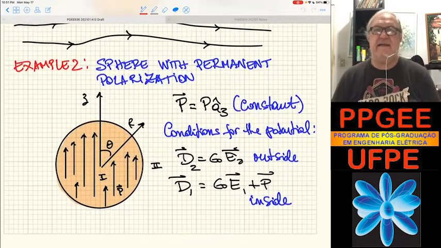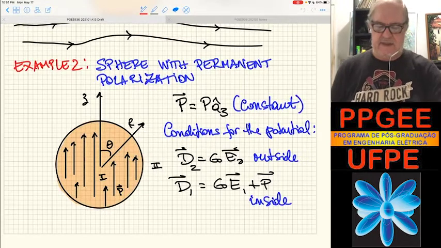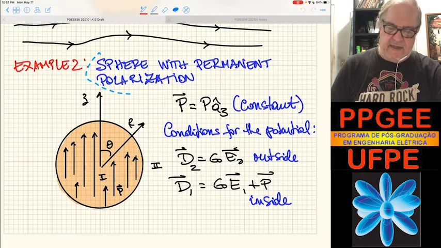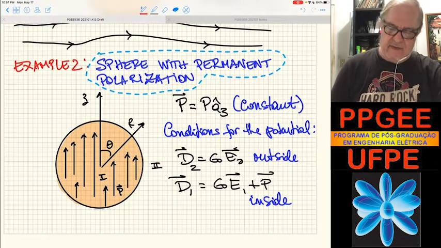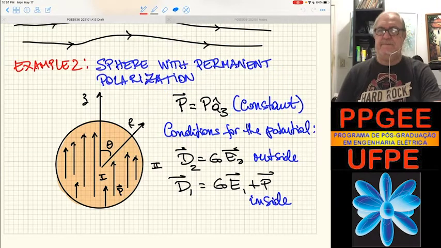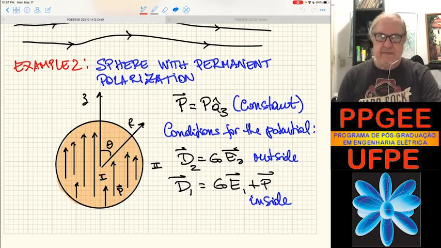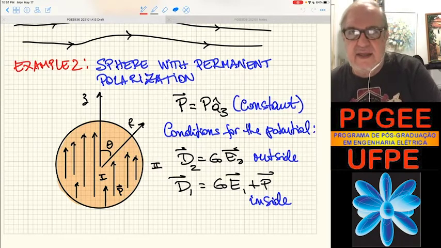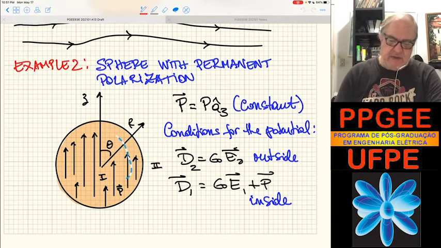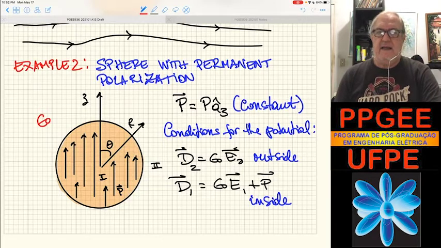Suppose that you have that sphere we described earlier in one of the lectures. We have a sphere that is permanently polarized with the polarization vector P0 a_z. In this case, we don't have an applied field, and we don't have a linear medium either. The polarization is constant inside, and outside we have vacuum.